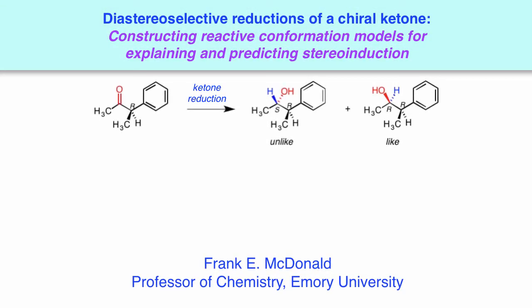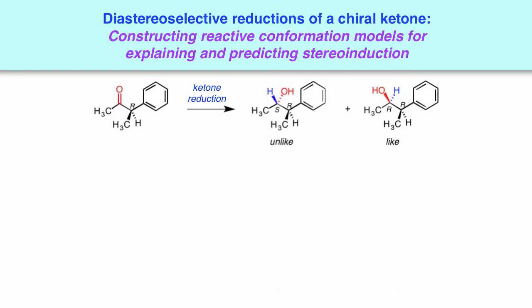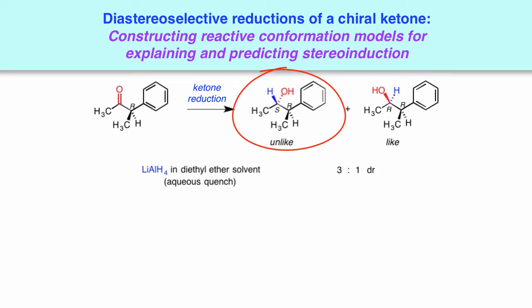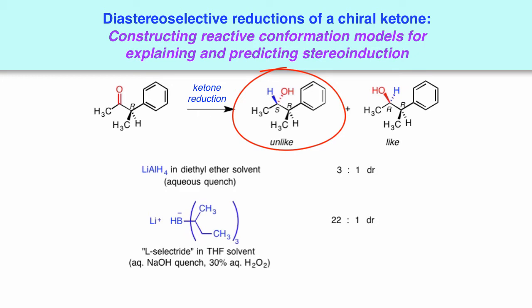This video tutorial describes how reactive conformation models can be developed for explaining and predicting stereoinduction in the context of the diastereoselective reduction of a chiral ketone. This was first observed in the reduction of the chiral ketone with lithium aluminum hydride to give a 3-to-1 mixture of diastereomers. The diastereoselectivity can be enhanced by reacting with a sterically more hindered and slightly less reactive lithium trialkylborohydride reagent.